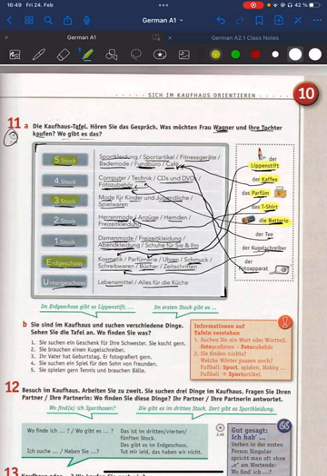Okay, then. Sie sind im Kaufhaus und suchen verschiedene Dinge. Da können sie im Tafel an. Wo finden sie was? Okay, you are in the store and searching various things. Look at the board. Where do you find what?